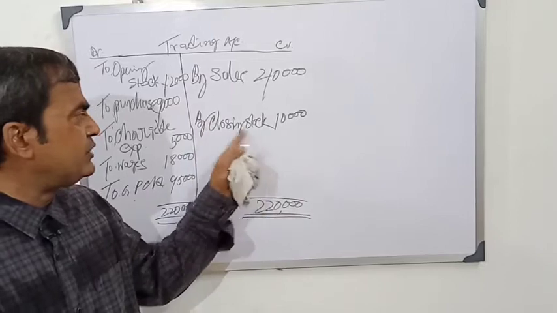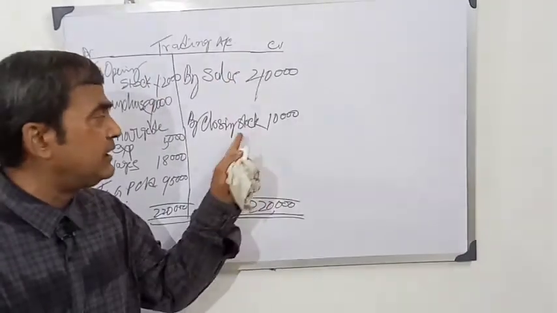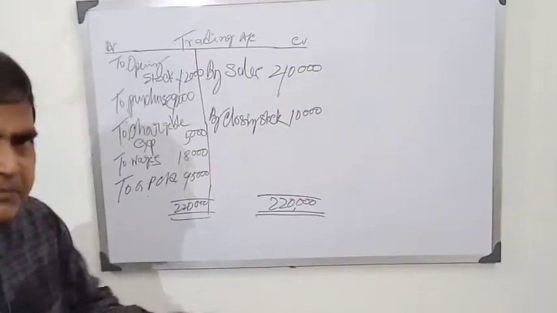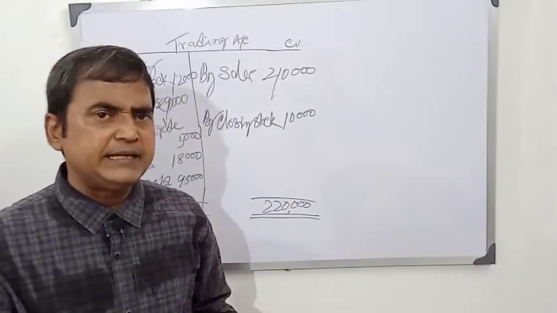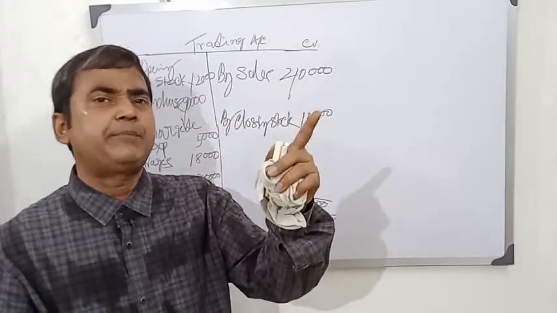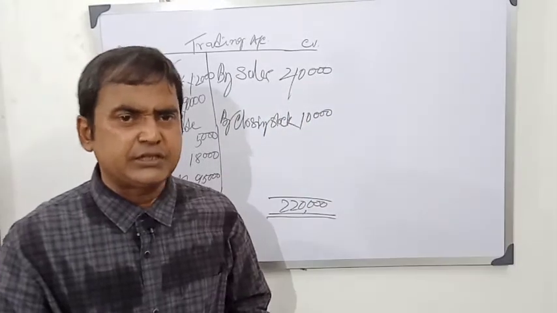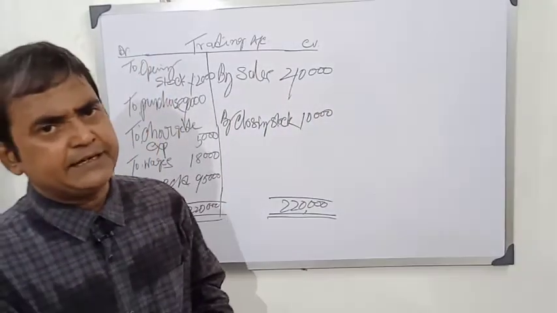Now the journal entry: closing stock debit, trading account credit. Now this closing stock, having a debit balance after the adjustment entry we pass, should appear on the balance sheet, on the asset side, under the head current asset.